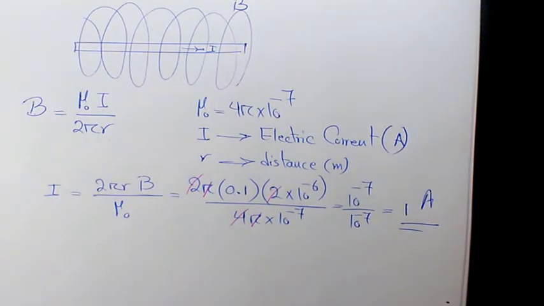So that's how we calculate the electric current from magnetic field strength and the distance from the wire.